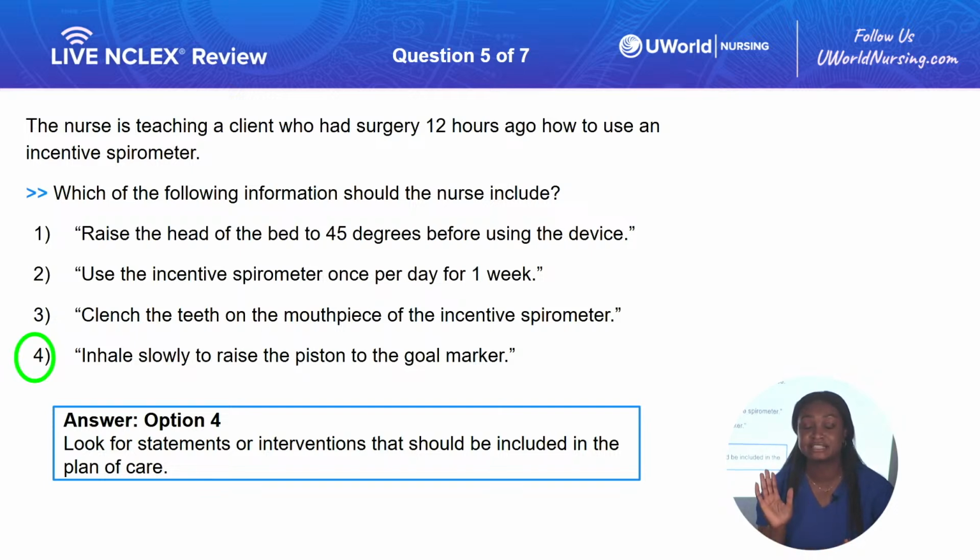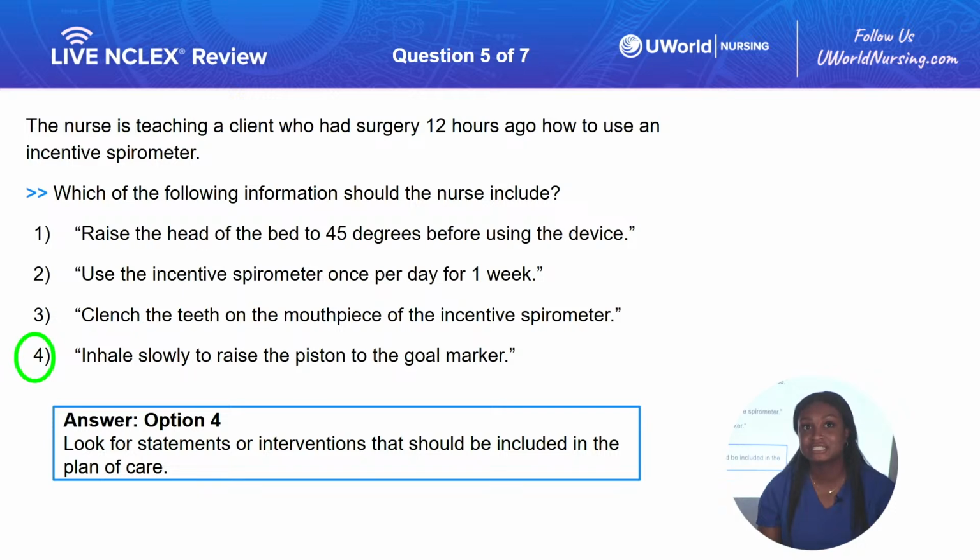Option 1, you actually want to sit them up at a 90-degree angle. You want to sit them as straight as possible because this lets their lungs expand to the fullest capacity and not work against gravity as much. Option 2, use the incentive spirometer once per day. That's a lot less than the provider would prescribe. Usually you do it at least once per hour while you are awake, so it's the exact opposite. You want to do it a lot more to help re-expand those lungs and prevent atelectasis.